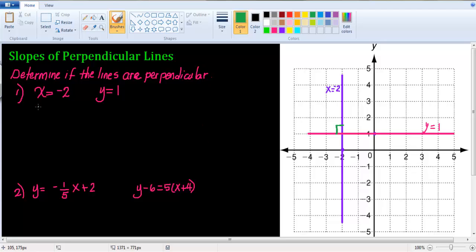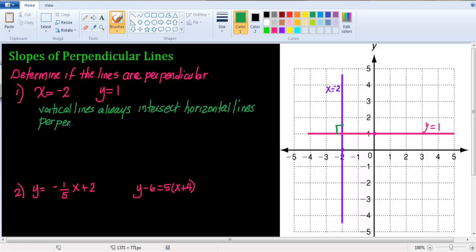Okay, so vertical lines always intersect horizontal lines perpendicularly. Okay? That means they are perpendicular lines. Horizontal lines will always intersect vertical lines at 90 degrees. So whenever you see this, yes, they are perpendicular. Okay, now let's do another example.